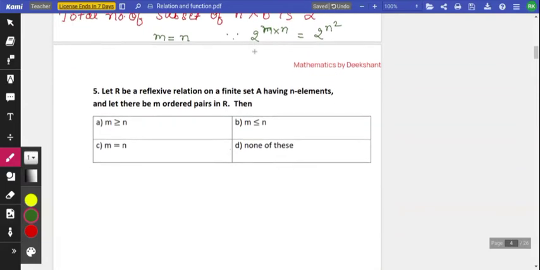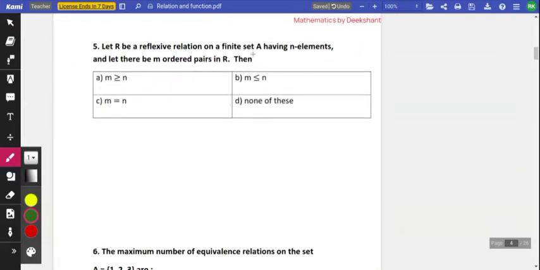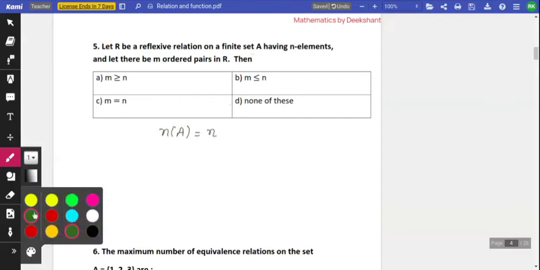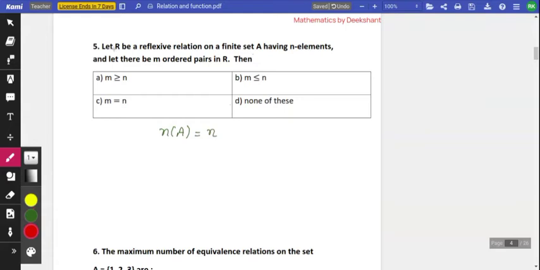Next question. R is a reflexive relation on a finite set A having n elements. It means the number of elements in A is n, and R is a reflexive relation which has m ordered pairs. For the relation to be reflexive, m is always greater than n or equal to n. Therefore, the correct answer is m is greater than or equal to n. Therefore, the correct answer is option A.